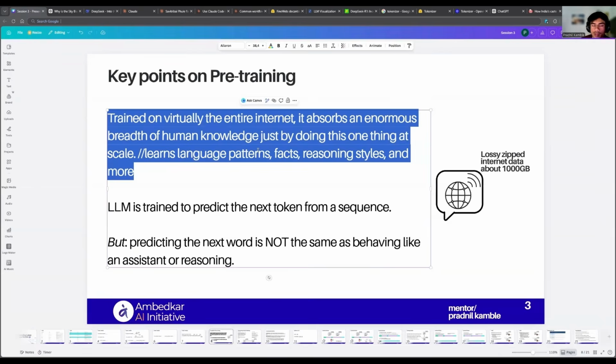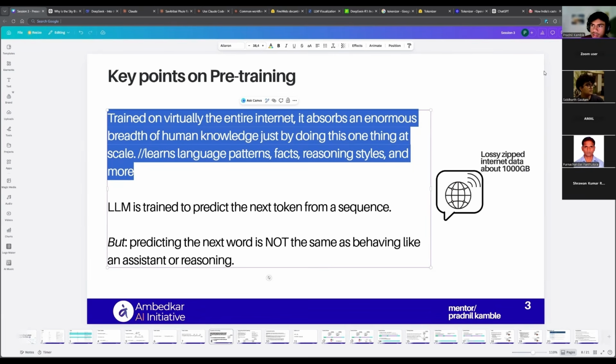The point here is that now we know that an LLM is trying to predict the next word, but the sentences and the data that we have given it to learn from are literally the complete internet, or mostly the internet part of it.